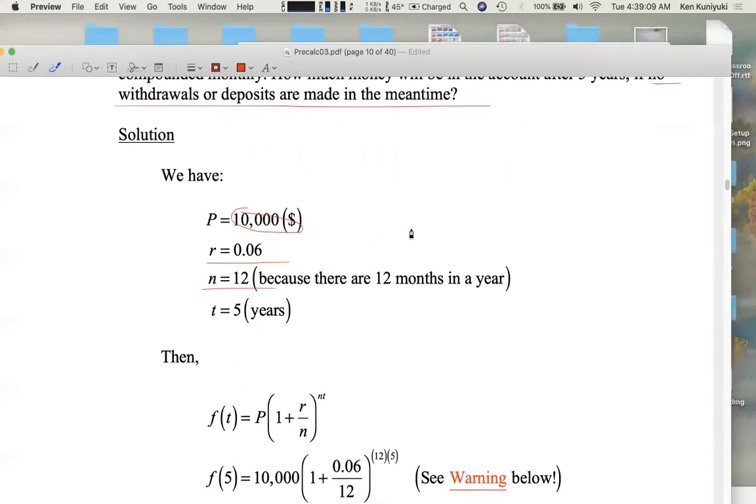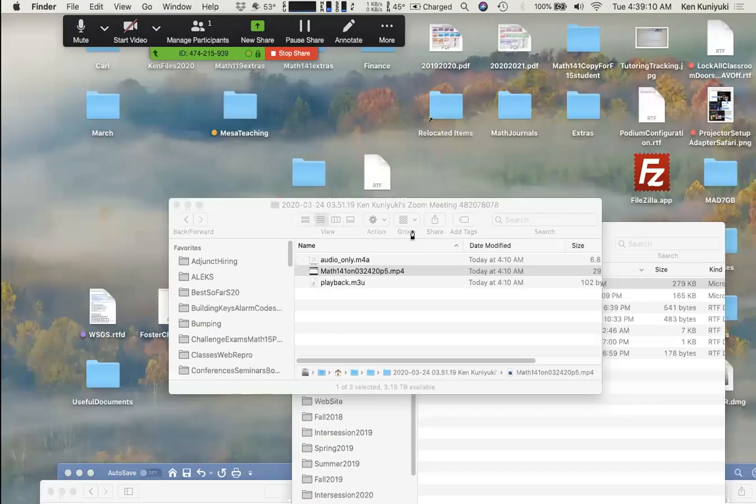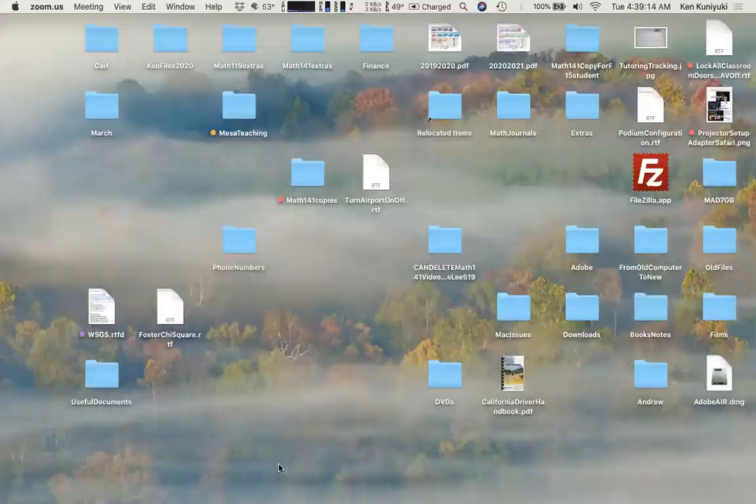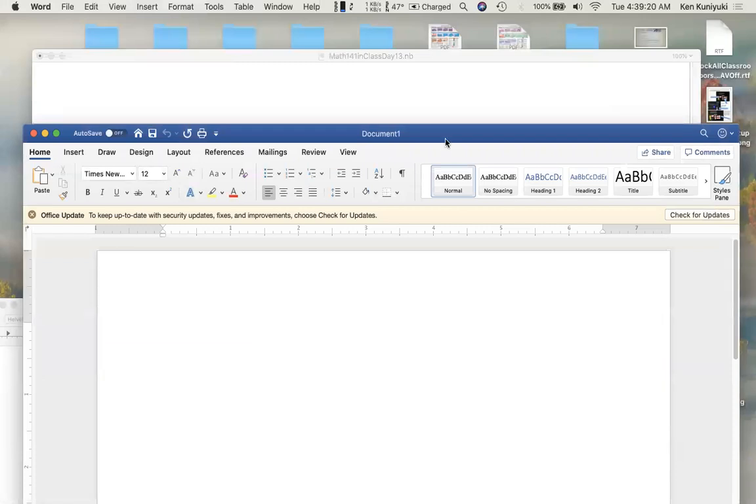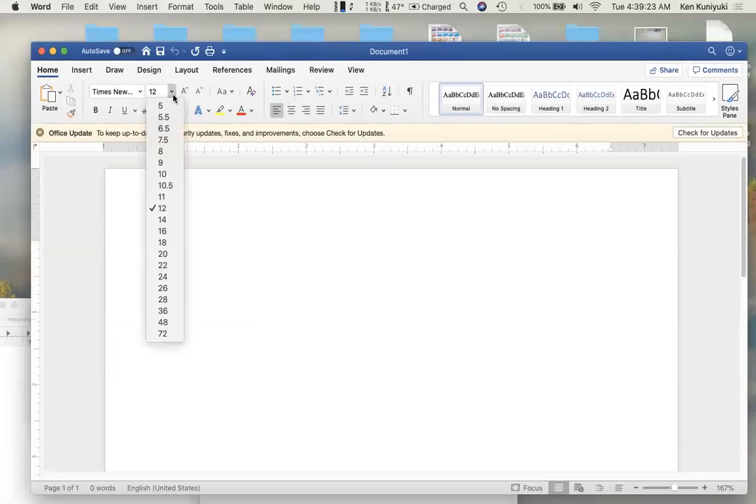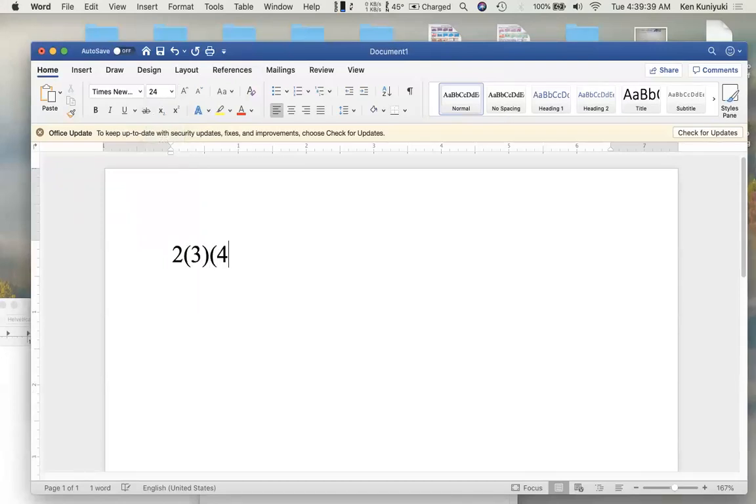And I think I'll show this to you in Word. Let's show it in Word. Okay, so what if we have something like this? Let's say that we have 2 to the 3 times 4. I should write it like this. Type it in like this. And then I'll superscript it.